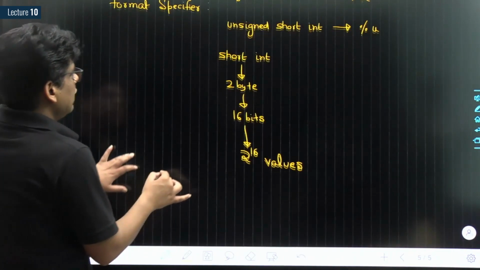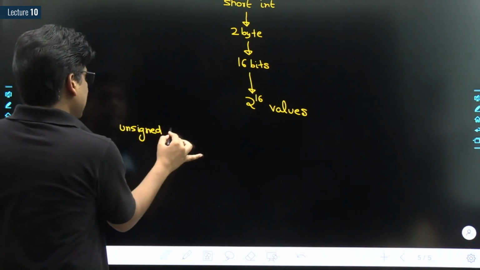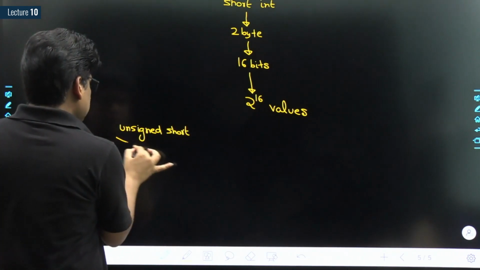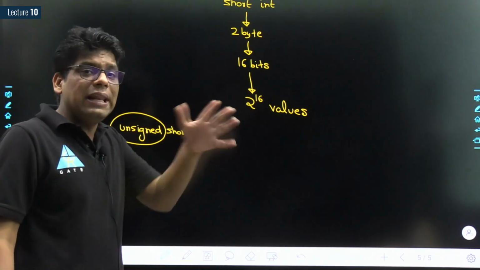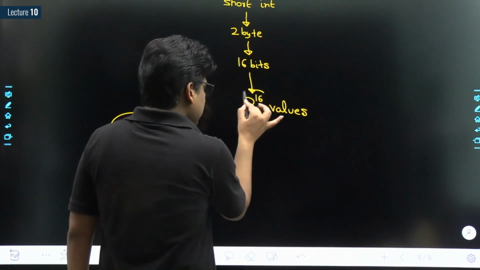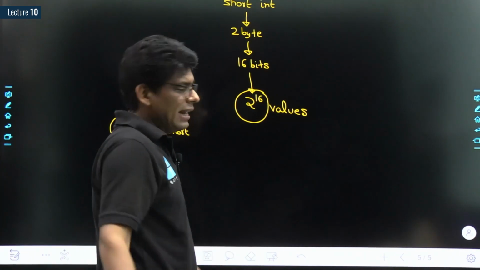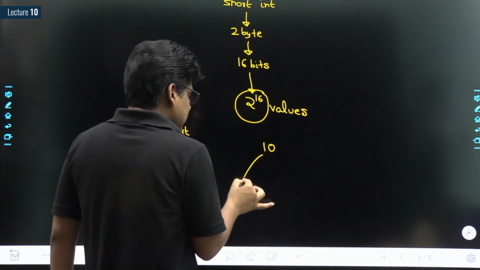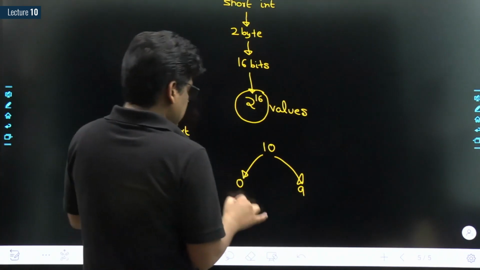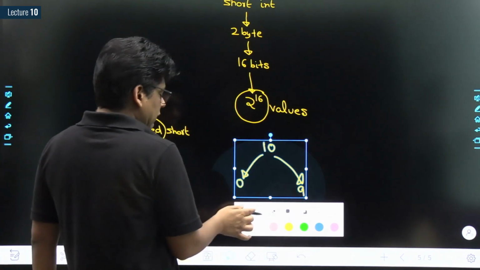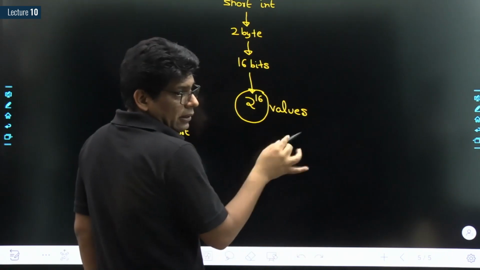If I talk about unsigned short integer, sir, unsigned means only positive values. That means we need to store values from 0 till something. So how can we consume these 2 to the power 16 values for unsigned? Sir, we have already discussed that if I have 10 values and I start counting from 0, what is the last value? Sir, 9. Similarly, if we have 2 to the power 16 values and the counting starts from 0, try to understand, then things will be different.